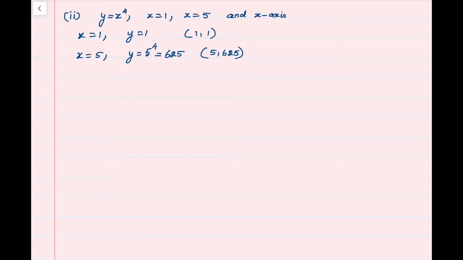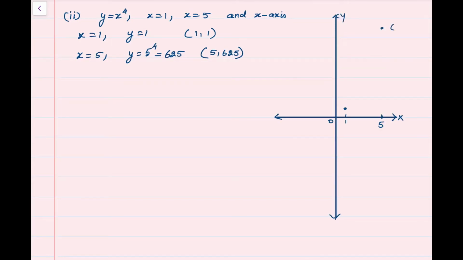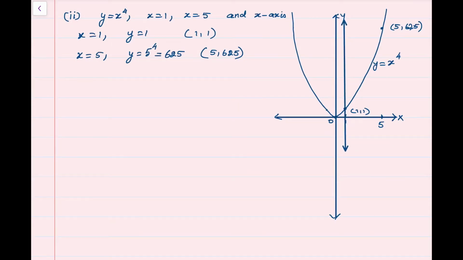625. Let us draw the figure. This is 5, 625 and this is 1, 1. And the parabola passes through the origin. 0, 0 satisfies that equation y equal to x power 4. The equation of this curve is y equals x power 4. X is equal to 1 line is parallel to y axis. This is x is equal to 1. X is equal to 5 line is also parallel to y axis. Area under the curve between these limits.